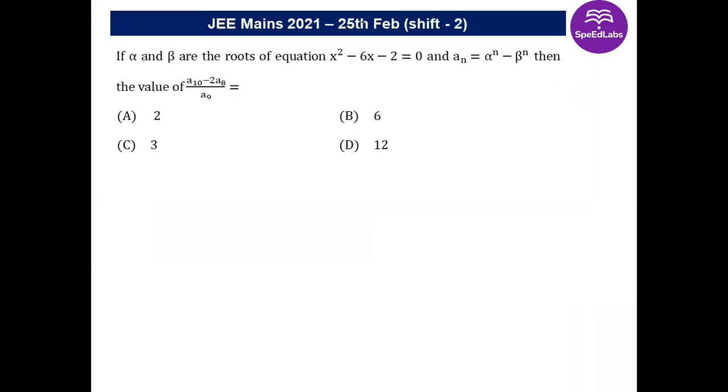Okay, so this is your first question. This came in 25th February, shift 2. The question is: if alpha and beta are the roots of the equation x square minus 6x minus 2 equals 0, and an is equal to alpha to the power n minus beta to the power n, you have to find the value of this expression, that is (a10 minus 2a8) upon a9.